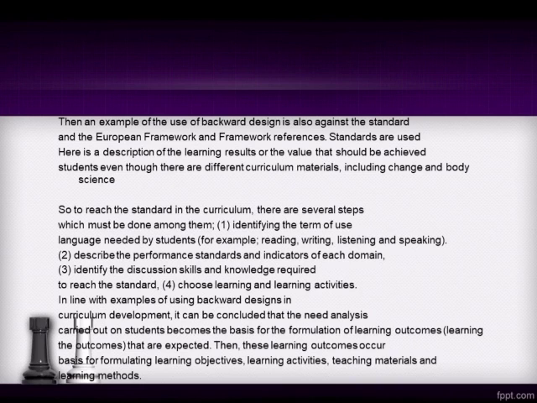1. Identifying the kinds of language use needed by students, for example, reading, writing, listening, and speaking. 2. Describe the performance standard and indicator of each domain. 3. Identify the discussion skill and knowledge required to reach the standard. 4. Choose learner and learning activities.